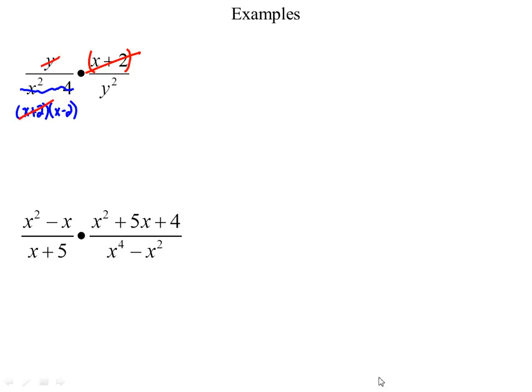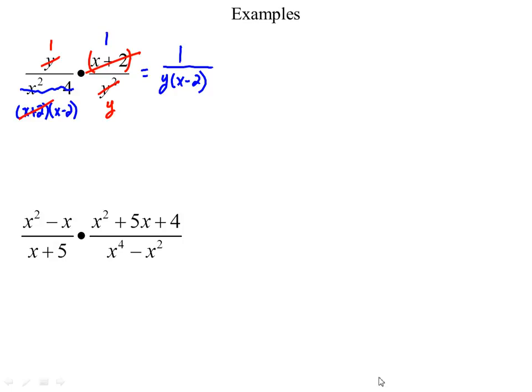And this y will go to 1. And it will cancel all but one of those. So a y will cancel a y. Alright, so on top, I have 1 times 1, which is 1. And on bottom, I have y times x minus 2. And that's your answer.